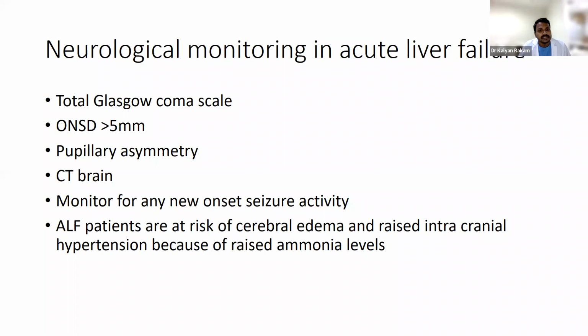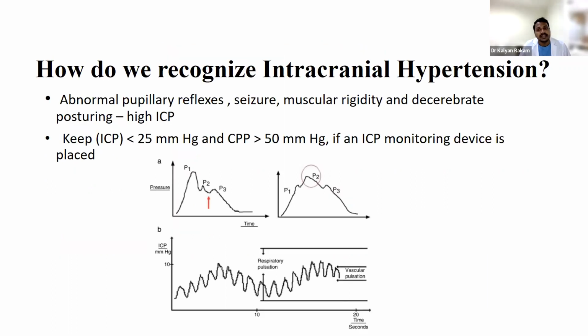Acute liver failure patients are at risk of cerebral edema and raised intracranial hypertension because of raised ammonia. So how do we recognize intracranial hypertension? Abnormal pupillary reflexes, clinical seizures, muscular rigidity, and decerebrate posturing all point towards raised intracranial pressure.